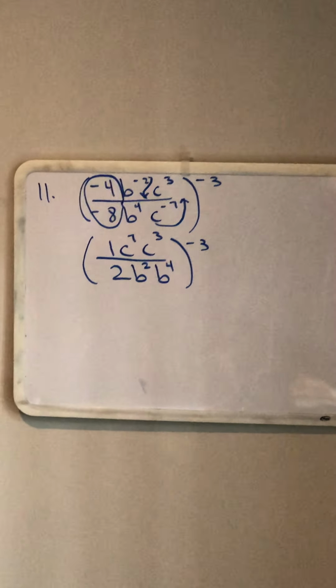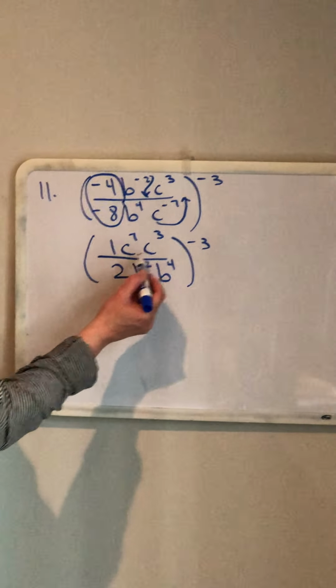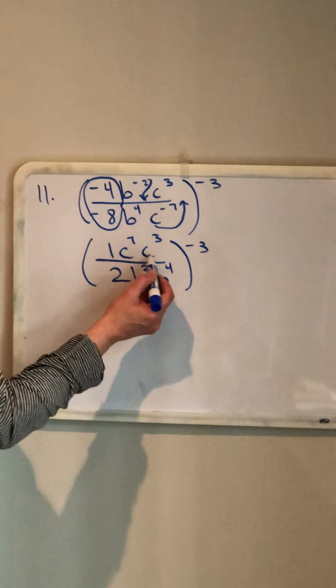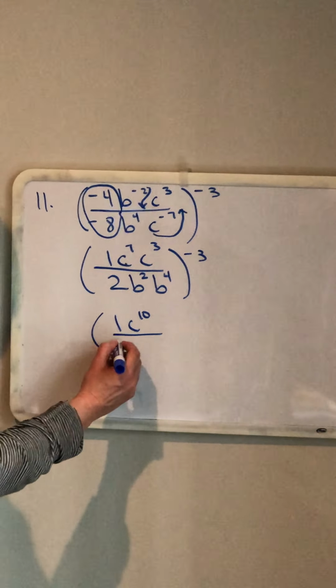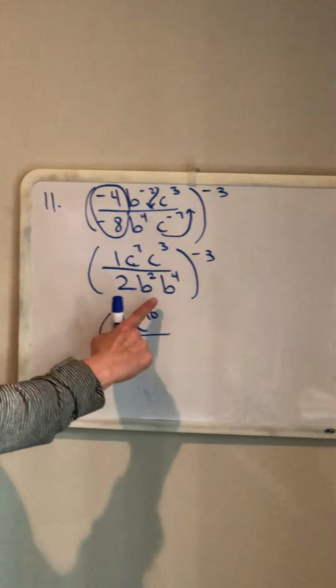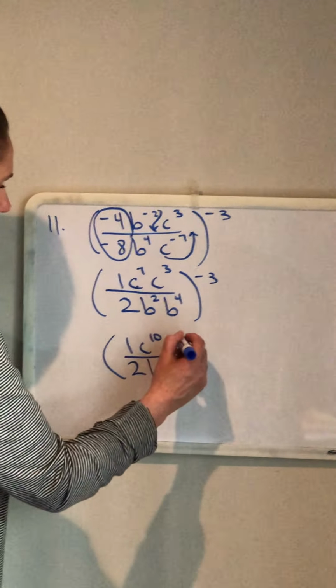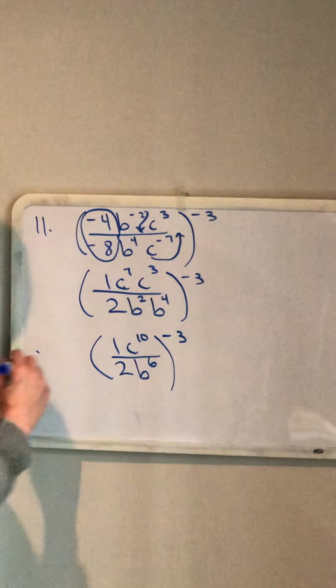Now you'll look and you'll say, oh, I'm multiplying these two c's. That means I have to add the exponents. So in the numerator, I'm going to have 1c to the 10th over, in the denominator, I'll have the 2. And I'm multiplying the b's, which means add those exponents. So that is b to the 6th, all raised to the negative 3rd.